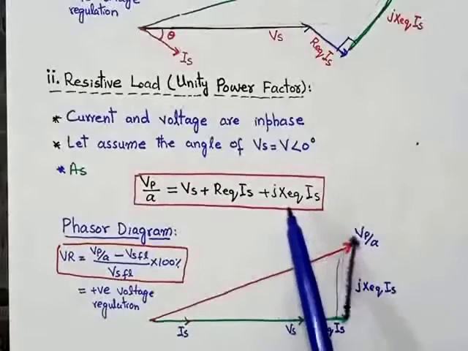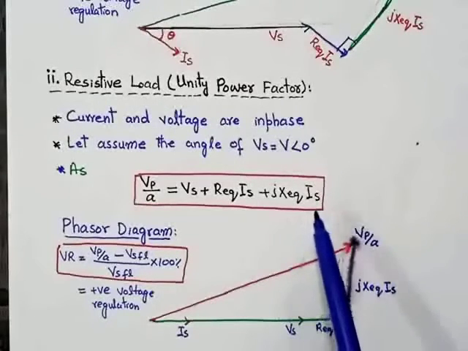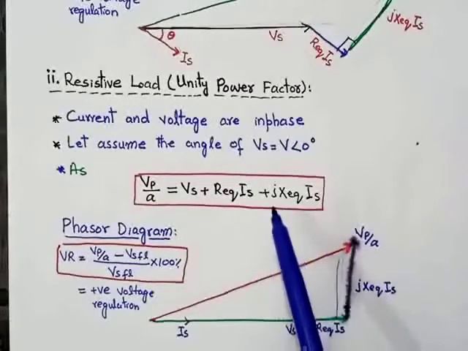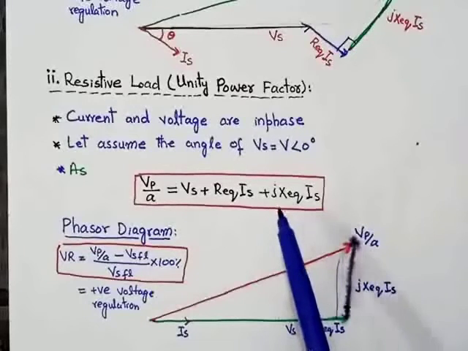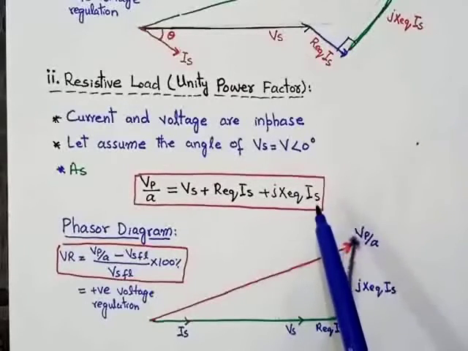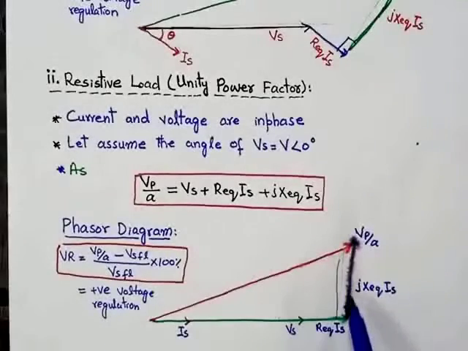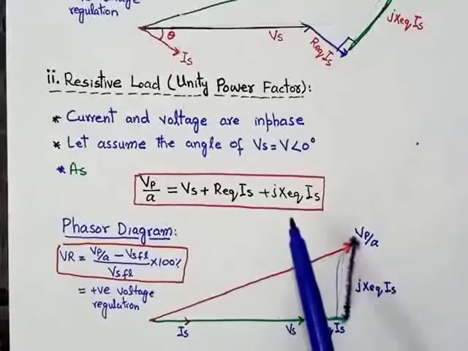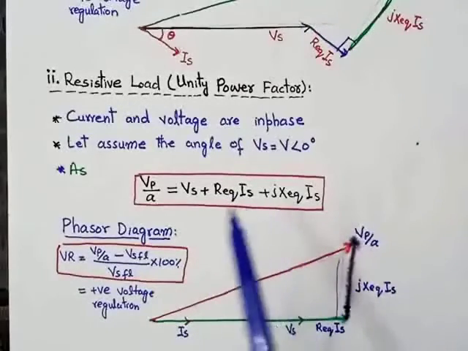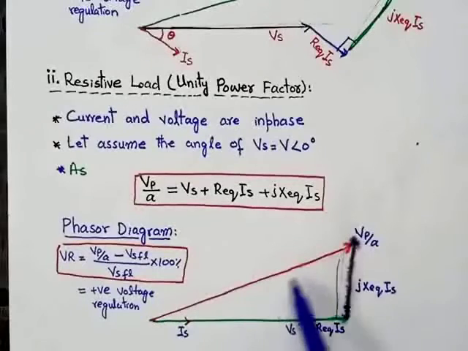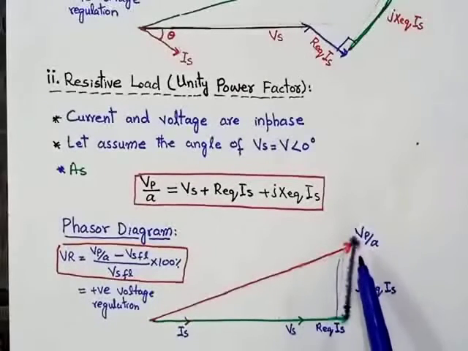And then the third factor is Jx equivalent into Is. J means 90 degree. It means we will add 90 degree to the angle of the current, which is 0 degree. When we add 90 degree to 0, the vector will be like this. So this is the Jx equivalent into Is. So the overall resultant will be the sum of all these three, that is the resultant Vp over A. So this is the resulting Vp over A.